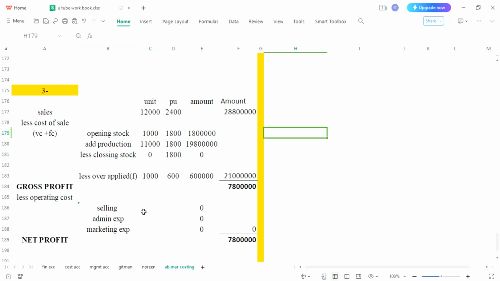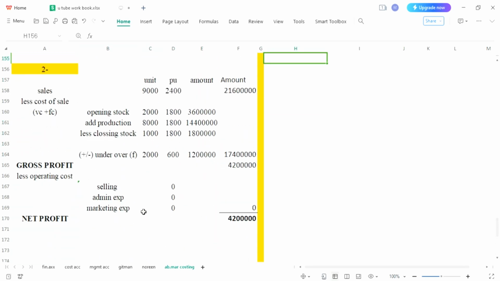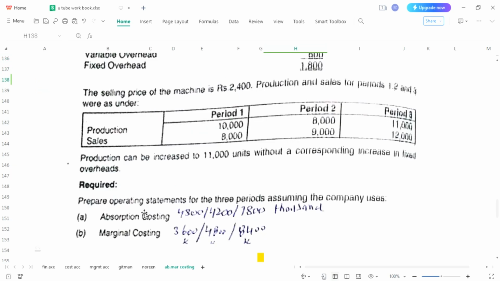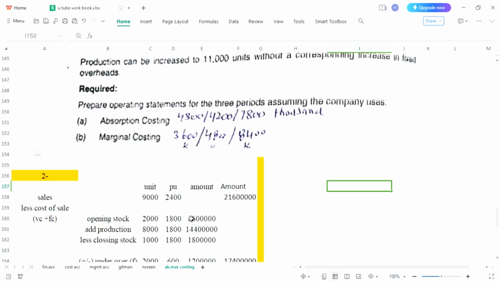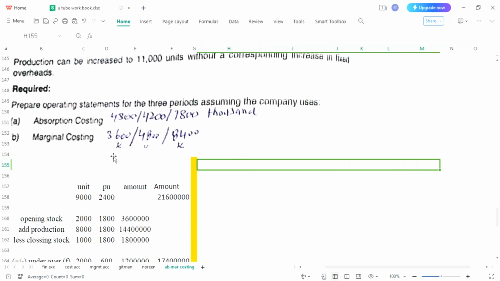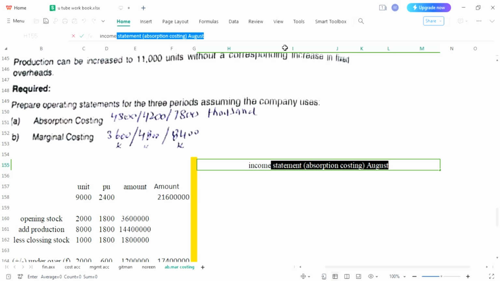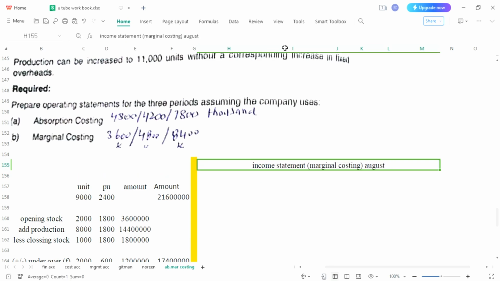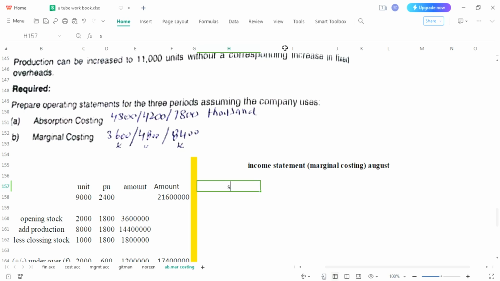In a similar way, we are now up to marginal costing. These three answers are completed: 7800, 4200 and 4800. We will now follow marginal costing. So what we will do here, we will make a space for marginal costing, and there we will write our income statement according to marginal costing. And how would it start? Again, we need sales, and we will subtract our variable cost only.